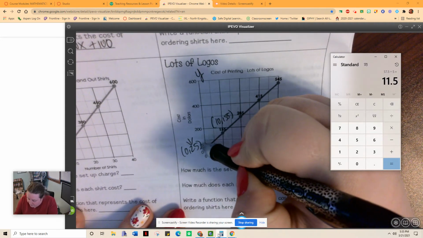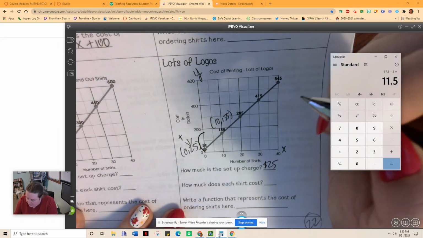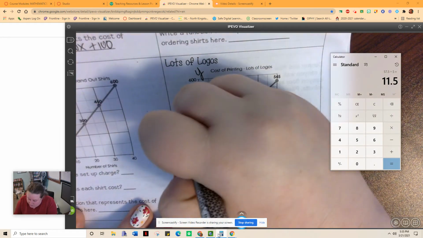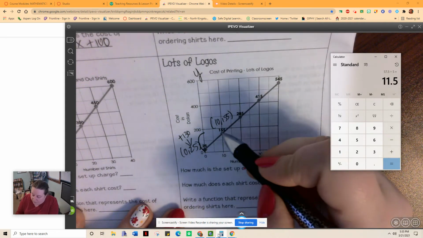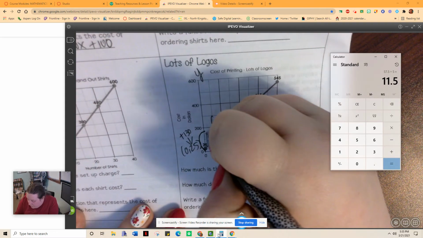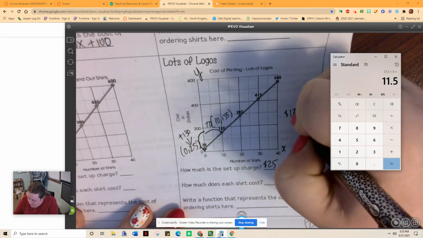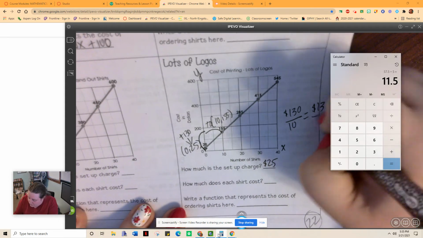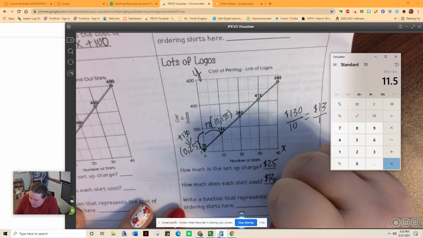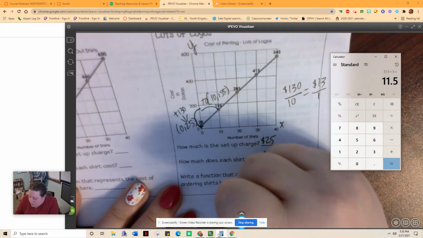So we're starting at 25 and going up to 155. So that is adding 130. Okay. So that's the change in my rise. That's how much we're increasing from this point to this point. And then I'm going over by 10. So it's $130 for 10 shirts, which is $13 per shirt. So my slope is $13. Okay, that's how much each shirt costs.